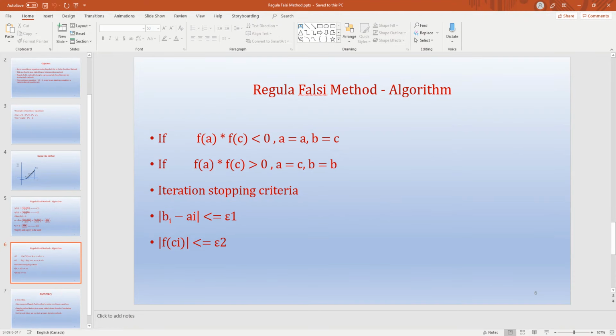So as discussed before, if f of a times f of c is less than 0, then the root lies between a and c, and if f of a times f of c is greater than 0, the root lies between b and c. So our stopping criteria is given as b i minus a i should be less than or equal to the tolerance value epsilon 1, or the function f of x at c should be less than or equal to the tolerance value epsilon 2.